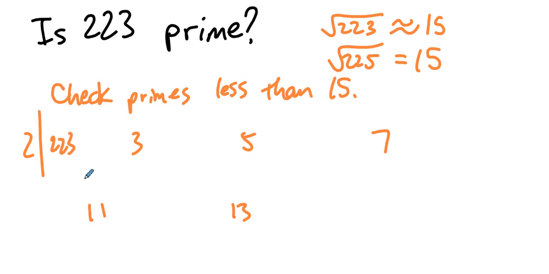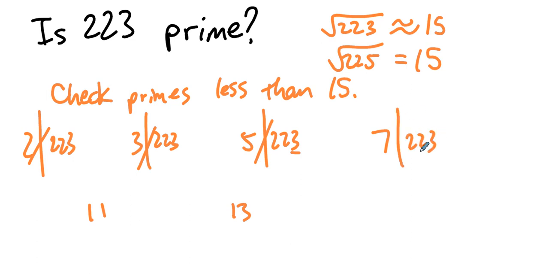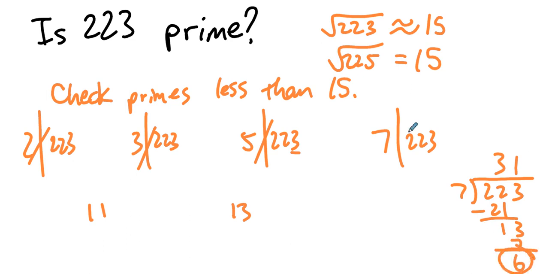Does 2 divide 223? No, 223 is not even. Does 3 divide 223? 2 plus 2 is 4. 4 plus 3 is 7. 7 is not a multiple of 3. No, 3 does not divide 223. Does 5 divide 223? Nope, that's not a 0 or a 5. Does 7 divide 223? That's a good question. No good test for 7, so we play this game. 7 does not go evenly into 13. There's a remainder. No, 7 does not divide 223.